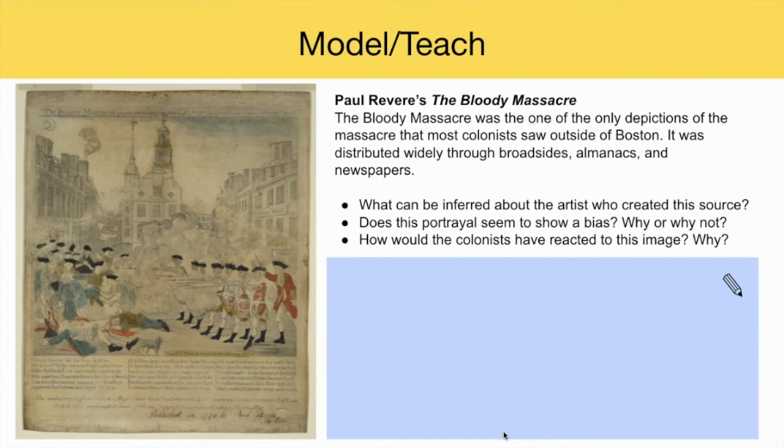After students get a chance to discuss in their small groups, we can introduce Paul Revere's The Bloody Massacre and explain to students that the Bloody Massacre was one of the only depictions of the massacre that most colonists saw outside of Boston. It was distributed widely through broadsides, almanacs, and newspapers. We can discuss as a whole class what can be inferred about the artist who created this source. Does this portrayal seem to show a bias? Why or why not? How would the colonists have reacted to this image and why?